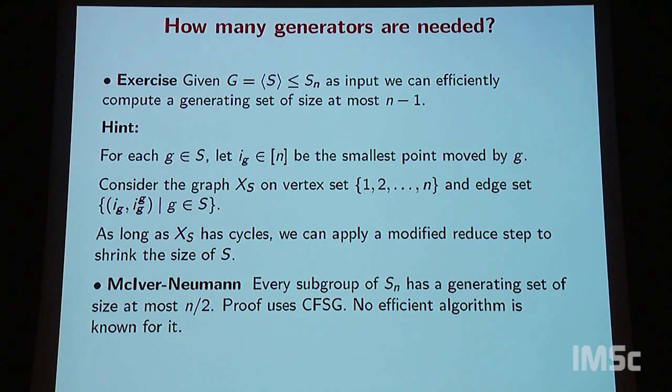A stronger theorem is true. Every subgroup of Sn has a generating set of size at most n by 2. But it's a very unfortunate proof. It's long and it relies on the classification of finite simple groups. And as far as I know, there's no efficient algorithm for finding it. So if I start with an arbitrary generating set, I know there is one of this size. But can I find one of this size efficiently? I can find it brute force by looking at all subsets of size n by 2. But efficiently, I don't know. But it exists.